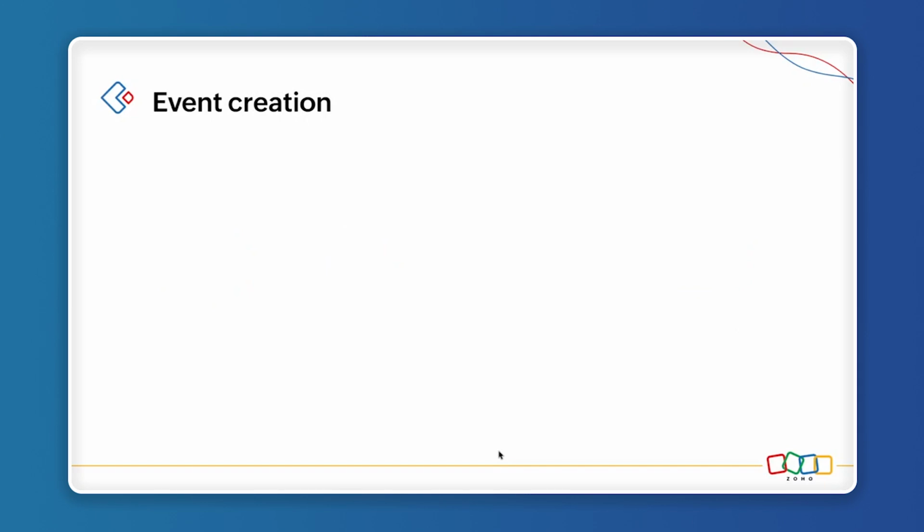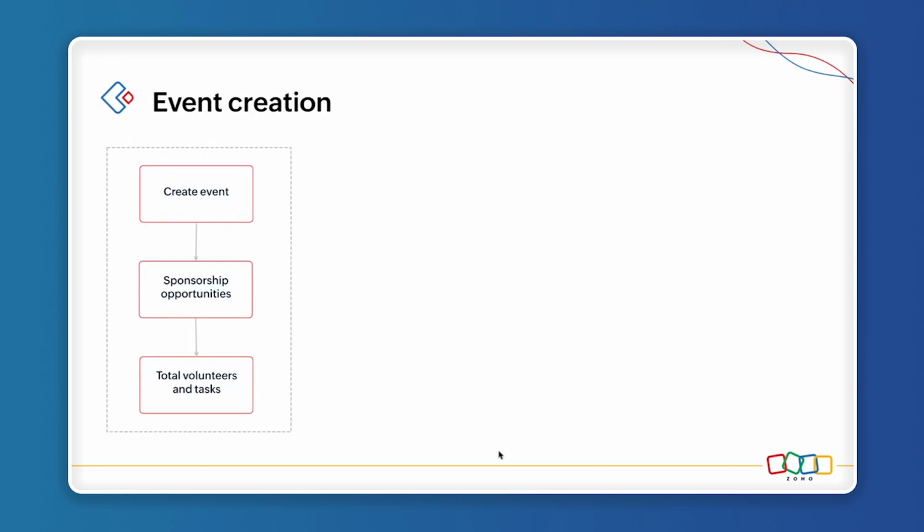Next, how we have structured each and every module or each and every requirement. The first module is event creation. So the first time, when we create an event, we will be adding the sponsorship opportunities, the total number of volunteers needed to conduct the event, and what are the tasks that we are going to give to the volunteers, which will be captured in this particular module.